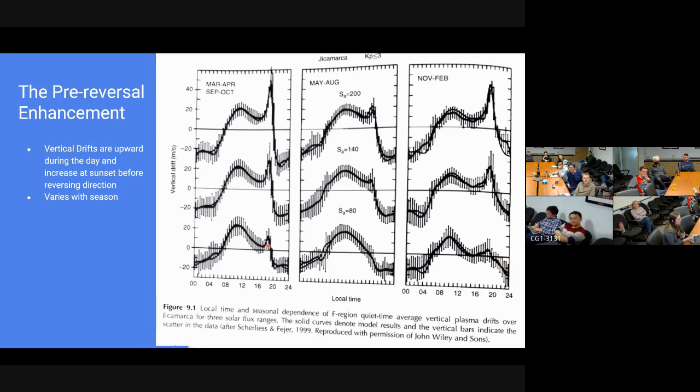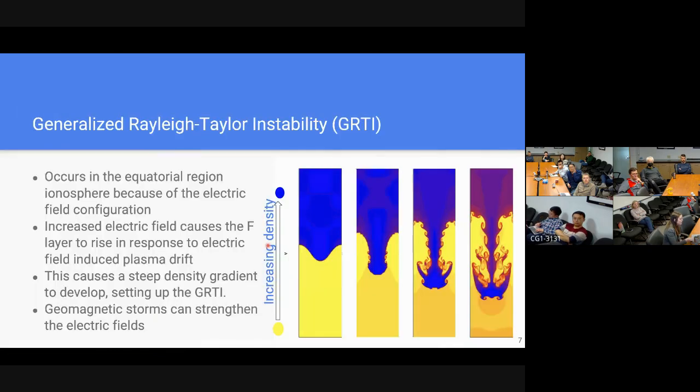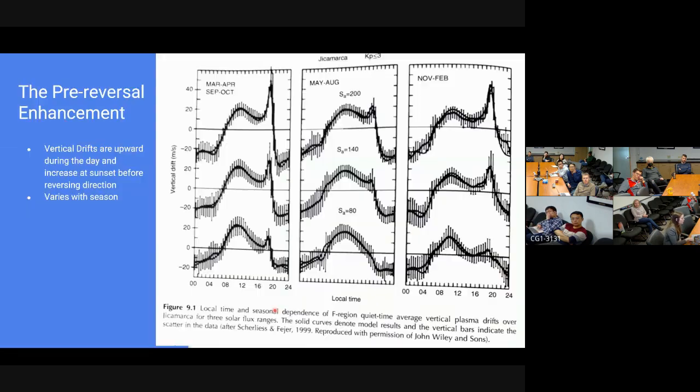But the point is we have an increase in upward vertical drift because of the E cross B electric field right before sunset, or right at sunset. And so the increased electric field causes the F layer to rise, while at the same time the sun is setting. So we're losing our photoionization at lower altitudes, which sets up the Rayleigh-Taylor instability since it gives us a steep gradient in plasma density. And since geomagnetic storms can produce large electric fields, this can strengthen this process, impacting the conditions that contribute to the Rayleigh-Taylor instability.